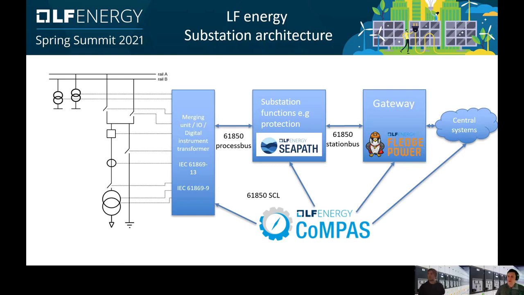So what we're looking at currently is an architecture where we have relatively simple, stupid sensors that convert the analog signal into a digital signal, and these are merging units, I/O for GOOSE, digital instrument transformers, and there are some IEC standards for that. The stupid sensors can probably last longer than the intelligence we want to put on top of that. The idea is to use a process bus, 61850 process bus, to go to a more centralized protection system. And one option here is the LF Energy SEAPATH. That's a platform where you can run your functions, your protection functions, for example, on top of it. And they will present later in this conference.